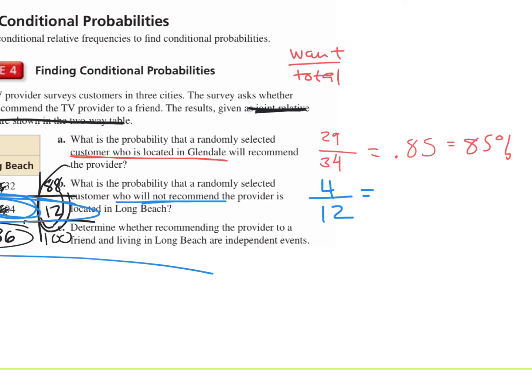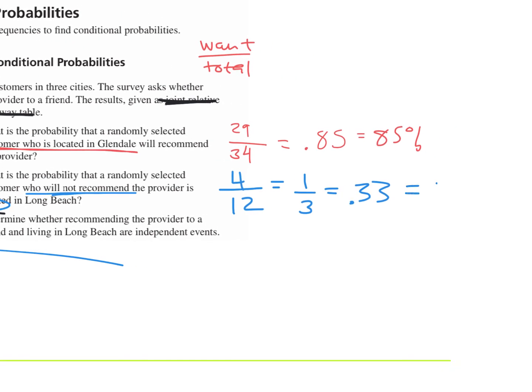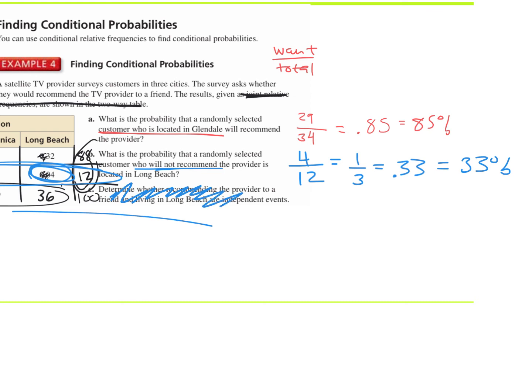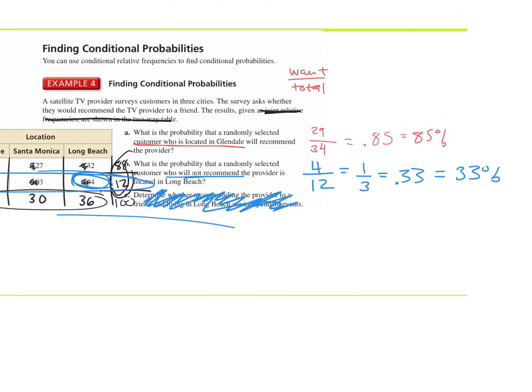Can we simplify 4 over 12? 1 over 3. And what's the decimal version of 1 over 3? 0.33. And the percent version? 33%. And we're just going to ignore C. There will not be a problem. Any questions on these? All right, we have one more on the next page to do, and then we're done.